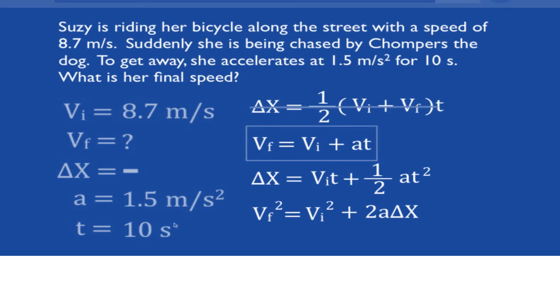Now let's just check the other two equations. Sometimes there is more than one equation that works, and sometimes one is easier than another. Now I am looking for the final velocity. One equation does not have the final velocity. The other has the final velocity, but it also has the change in position, which I do not know. Therefore, I can't use that equation.